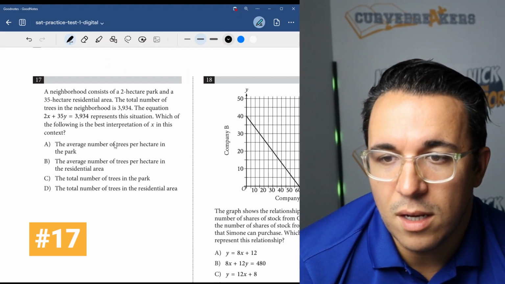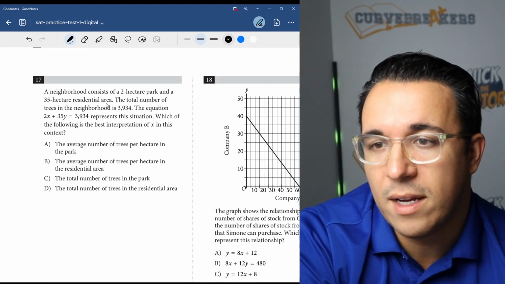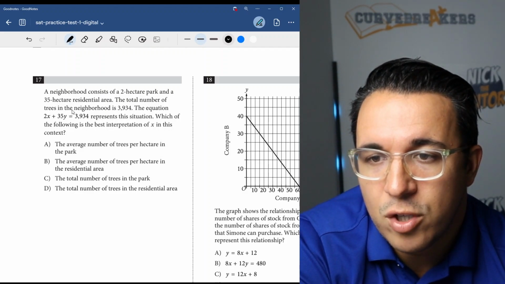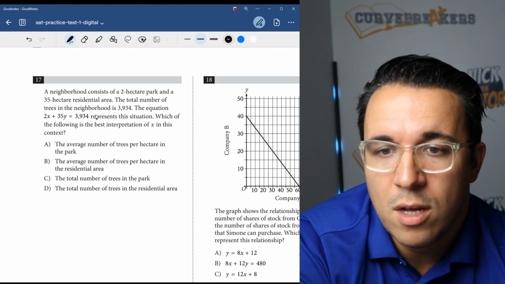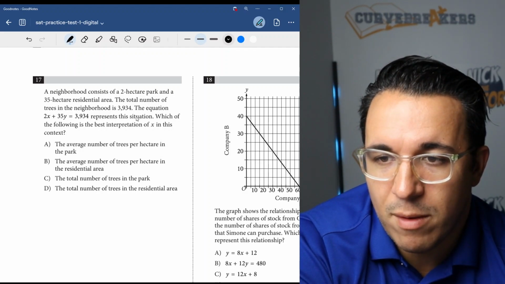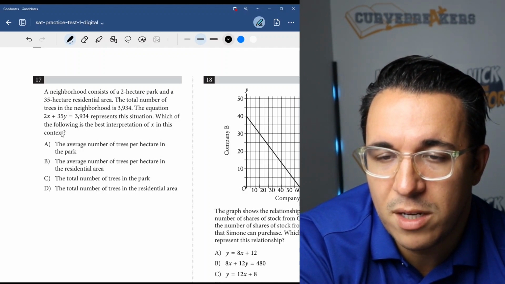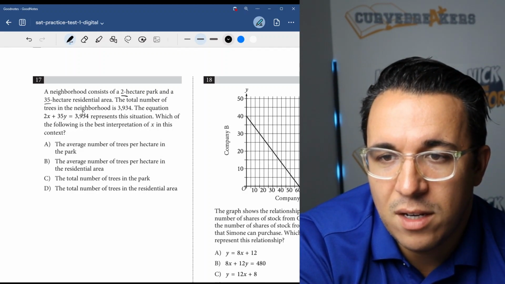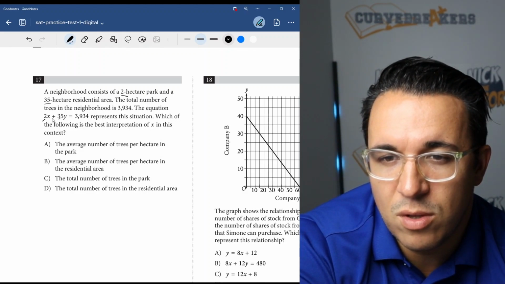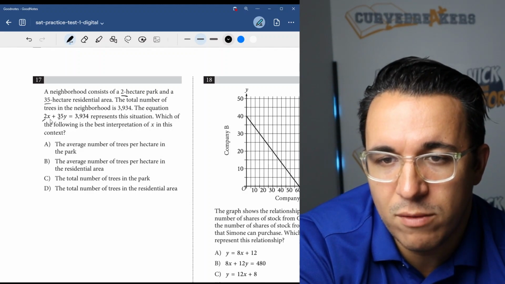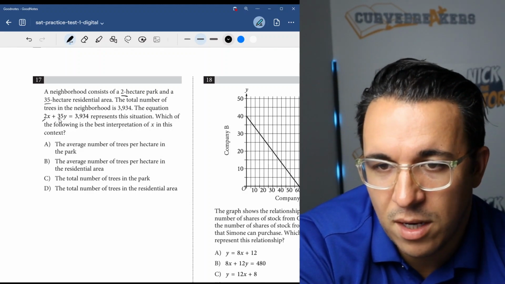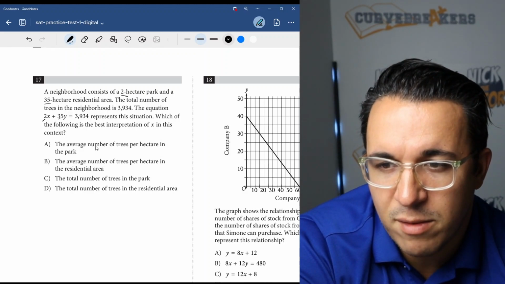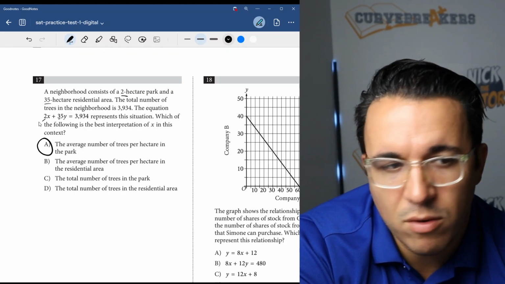Number 17. A neighborhood consists of a 2-hectare park and a 35-hectare residential area. The number of trees is 3,934. The equation 2x plus 35y represents this situation. Which of the following is the best interpretation of x? So there's a 2-hectare park and a 35-hectare residential area. So there's the 2 and the 35. So x would be the number of trees in the park per hectare, and y would be the number of trees in the residential area. So the average number of trees per hectare in the park. That would be correct.